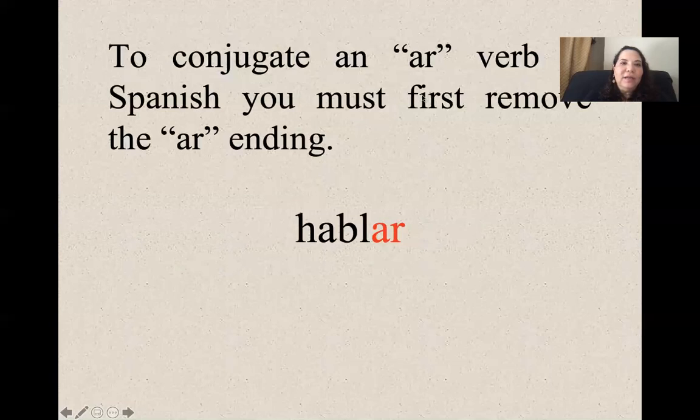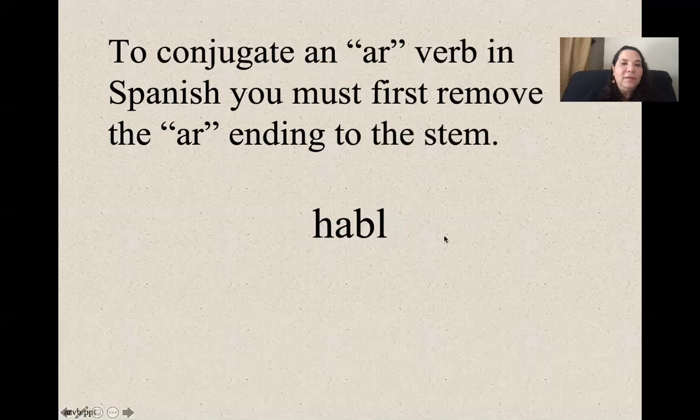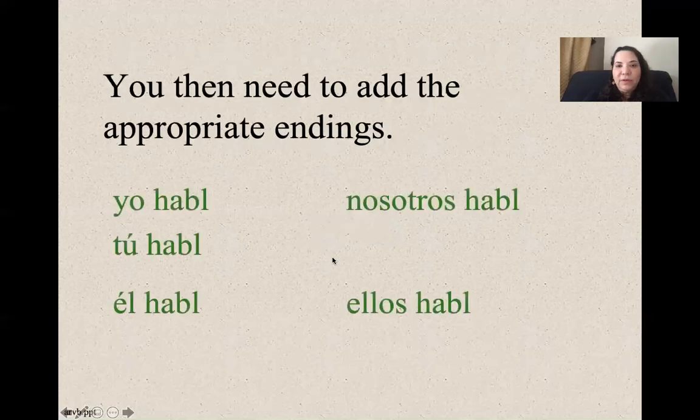So to conjugate an AR verb in Spanish, you must first remove the AR ending. For example, the verb hablar, to speak, to talk. Hablar by itself is just a verb. You don't have a to on the front. It's hablar. You take the A and the R and you remove it. What is left is called the stem, okay? Which is the root of the word. Then you need to add the appropriate ending.